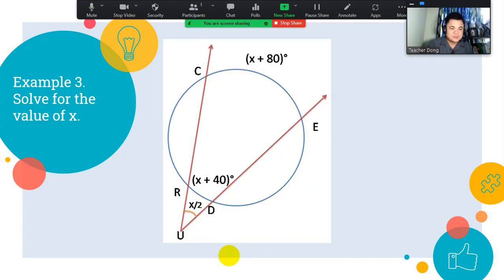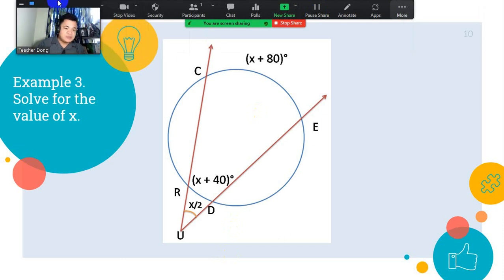Next, example number 3. Solve for the value of x. In this case, it involves algebraic expressions. So this is just very easy. We will just be applying some algebraic techniques following the equation for Theorem 113, and everything is okay. Now, we are just solving for the value of x. First, we have to form our equation. Measurement of angle U is equal to 1/2 quantity the measurement of the far arc, which is CE, minus the measurement of the near arc, which is arc RD.